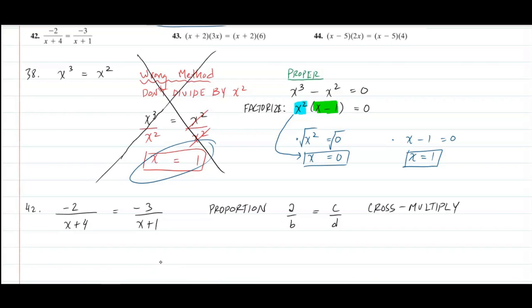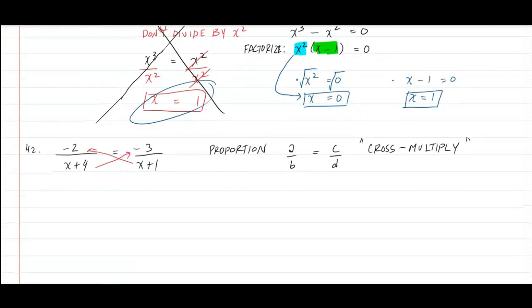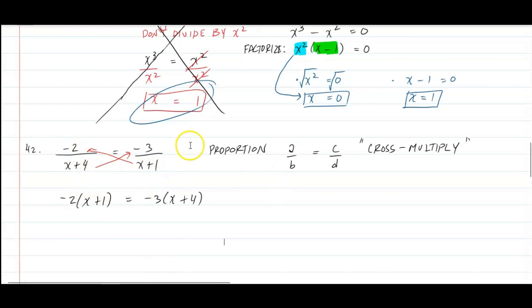This is usually something students are very good at, is they do know how to cross multiply, all right? So you go ahead and you cross multiply in this situation where you take the x plus 4 and you multiply it to the negative 3, and you take the x plus 1 and you multiply it to the negative 2. This is not cross canceling, by the way. It's just called cross multiplication, all right? It's a technique of solving an equation. So you have negative 2 times x plus 1 is equal to negative 3 times x plus 4, like that, all right? Again, they go diagonally across.